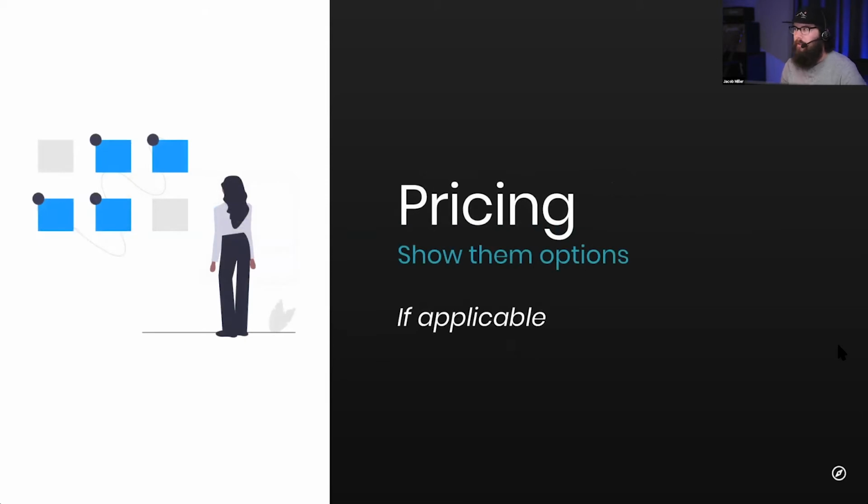For pricing, this may or may not be applicable. You might only have one price, but if you have pricing options, show them the options if they're applicable. It helps them understand where they fit in. Maybe there's a free tier, maybe a beginning or starter tier, and then a premium tier or an enterprise tier. Think about the pricing and how people can quickly say, oh, I can or can't afford this. And we'll talk about pricing stuff later.